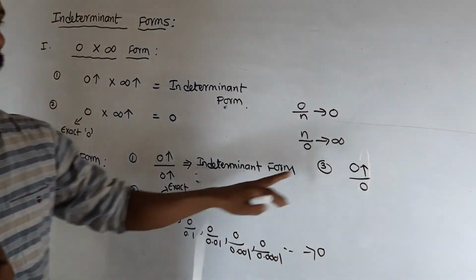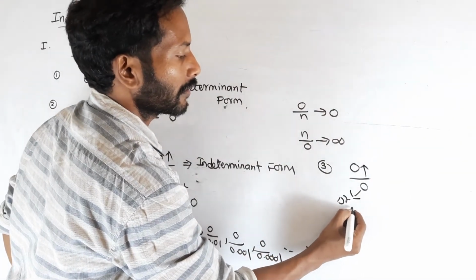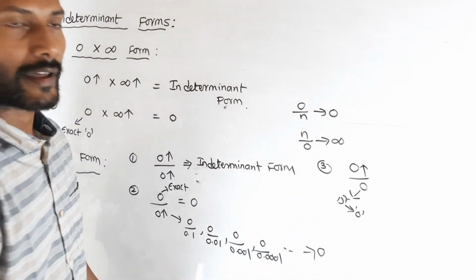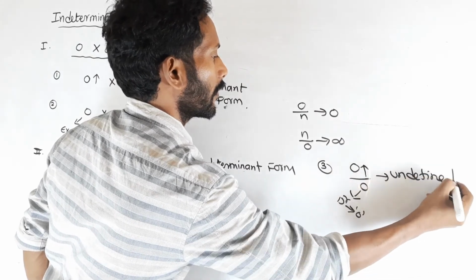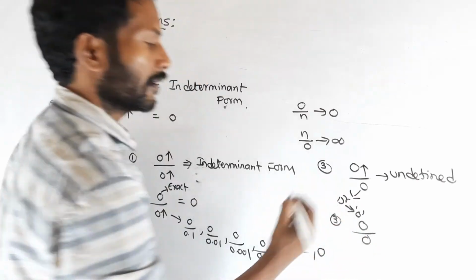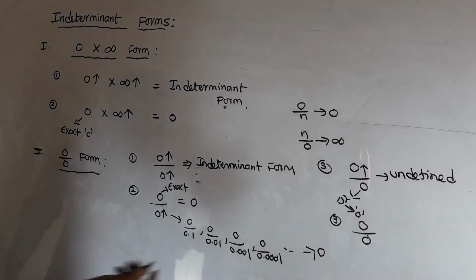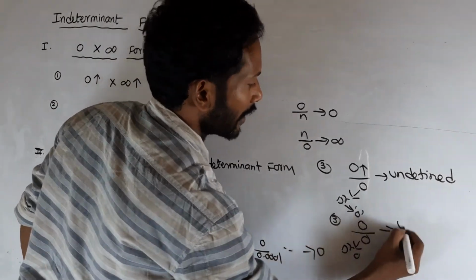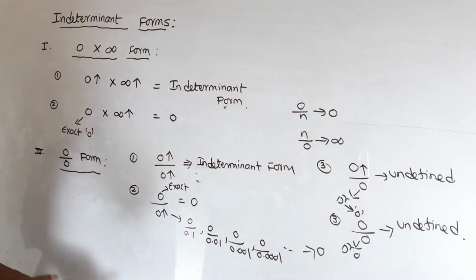Numerator approaches 0, denominator is 0. Denominator 0 means undefined. It is always undefined. Next one, 0 by 0 is also undefined. Denominator 0, so it means undefined. I hope this is clear.